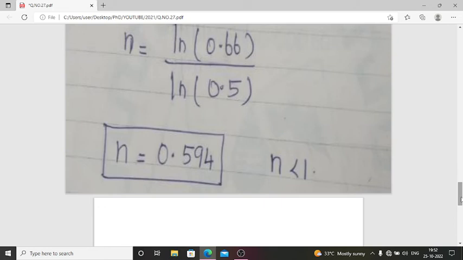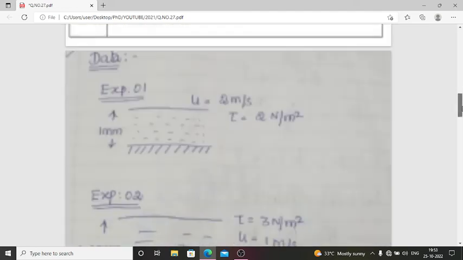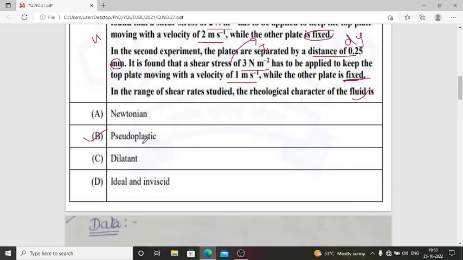n is less than 1. We know n can be greater than 1, less than 1, or equal to 1. Our answer is n less than 1. The n value is 0.594. If n is equal to 1, the fluid has Newtonian behavior. If n is less than 1, it is pseudoplastic. If n is greater than 1, it is dilatant. But our answer is n less than 1, so the answer for this problem is option B, pseudoplastic.